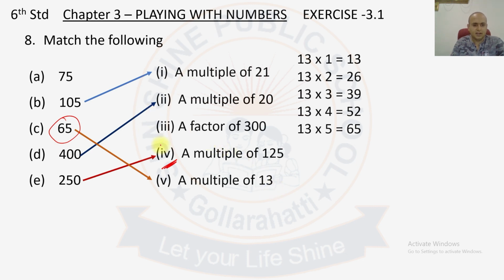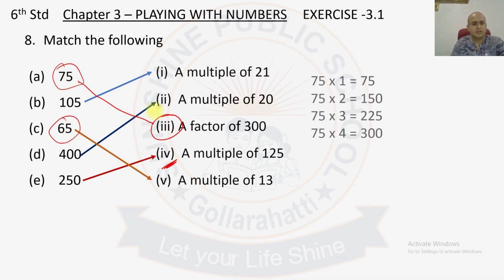So at the last, the remaining is 75 and a factor of 300. Therefore I can match this to this by saying that 75 is a factor of 300. In 75 times 4 I get 300. Therefore I can say 75 is a factor of 300. Okay, here we have come to the end of this part. Thank you.